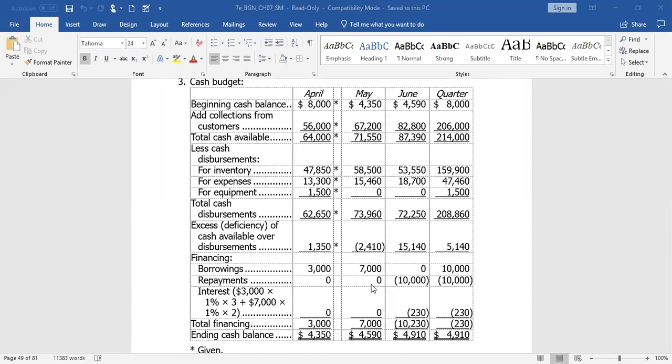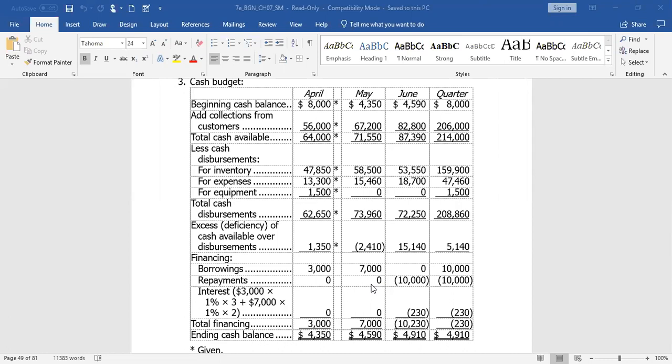So they didn't wait till the end of the month to borrow that $3,000; they borrowed it April 1st. So interest on $3,000 would have accrued April, May, and June. So we would compute interest for the $3,000 part of the loan, 3,000 times 1% times 3 months. Again, with the $7,000 borrowing, they would have borrowed that May 1st. So to compute the interest on the $7,000 portion of the loan, 7,000 times 1% times 2 months. Add those two together, and that's the amount of interest they had to pay on the overall borrowings.